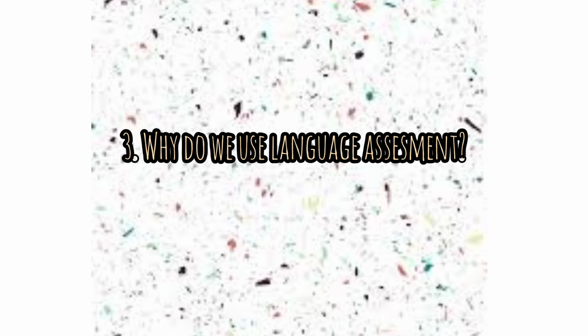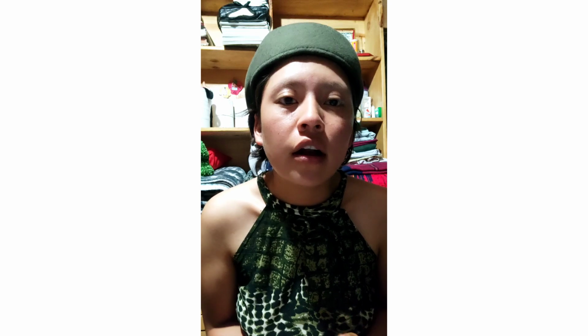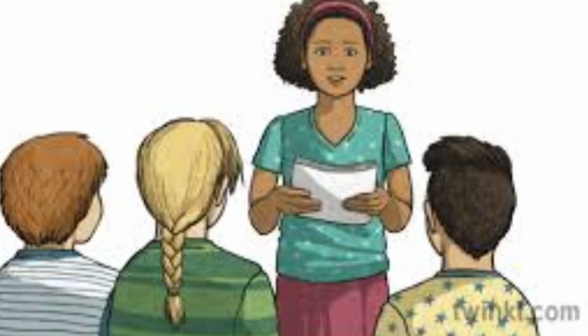Question number 3. Why do we use language assessment? Language assessment is critical. First of all, because it will reflect the different needs a child, a young student, presents and whether or not they need a possible intervention.